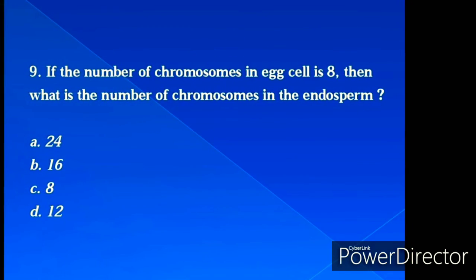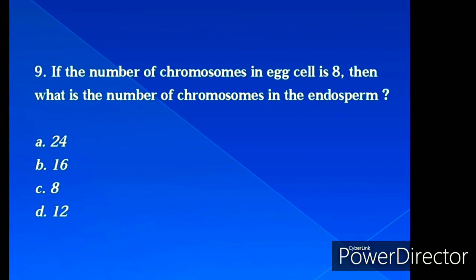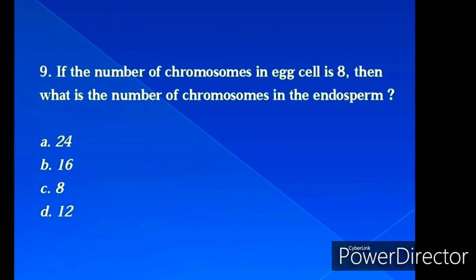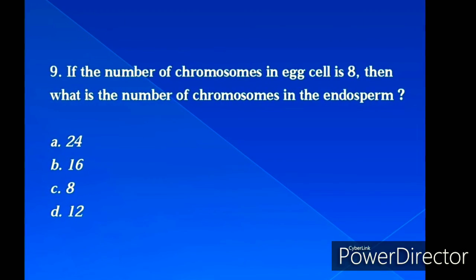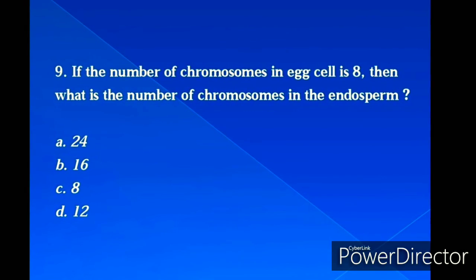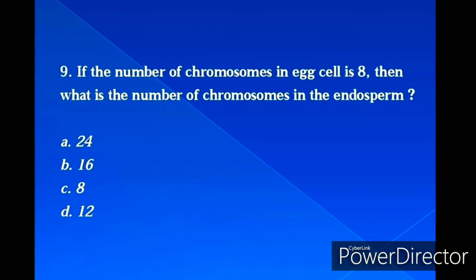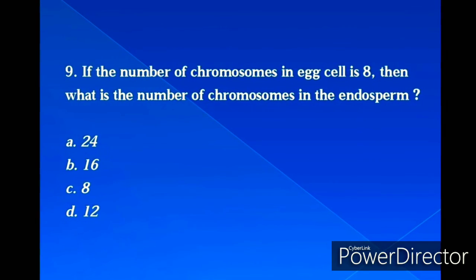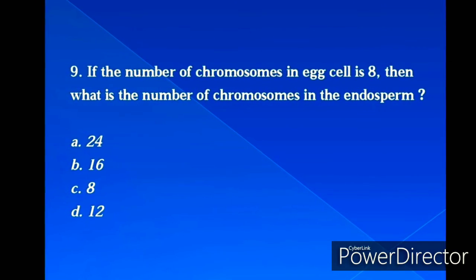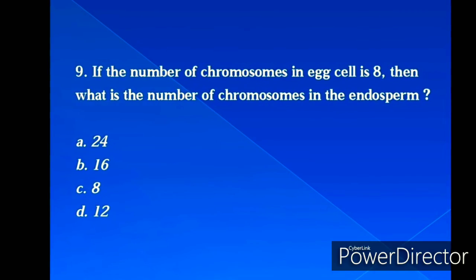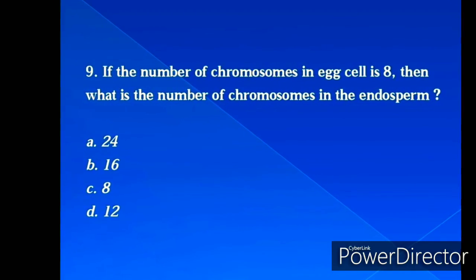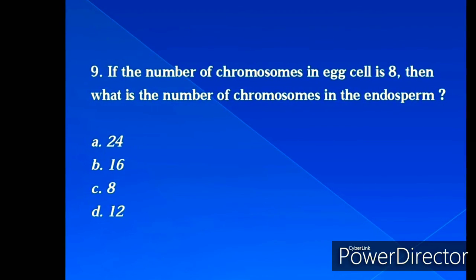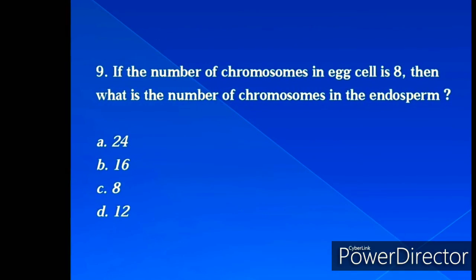If the number of chromosomes in the X cell is 8, then what is the number of chromosomes in endosperm? Option A 24, option B 8, option C 16, option D 12. Answer is 24. You know that the X cell is haploid and endosperm is triploid. But endosperm is formed by the fusion of one male gamete with the two polar nuclei. So therefore, the number of chromosomes in endosperm will be 8 into 3, that is 24.